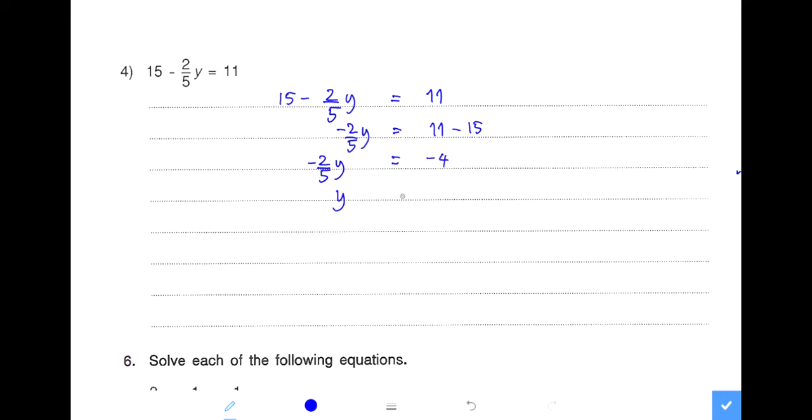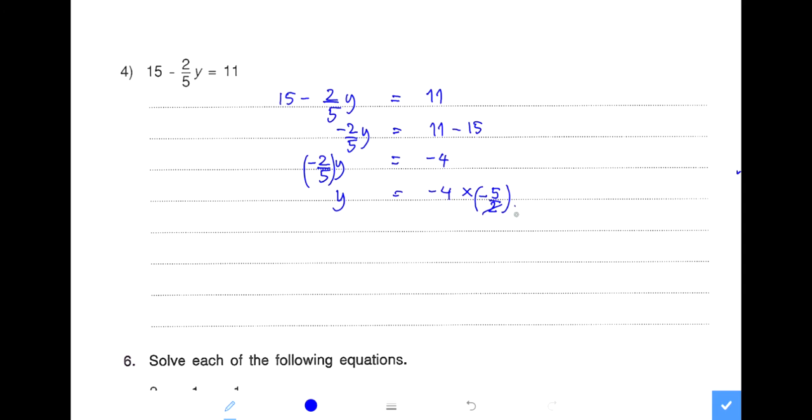So y is minus 4, and then multiply, because this is a fraction. When I move it, I have to flip it over. So 5 will go up, 2 will go down. This is negative, so it still will be negative. The flip of negative 2 over 5 is negative 5 over 2. All of them are fractions, so I move it to the other side now.